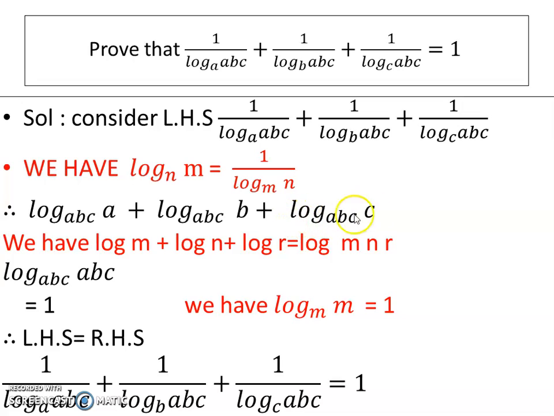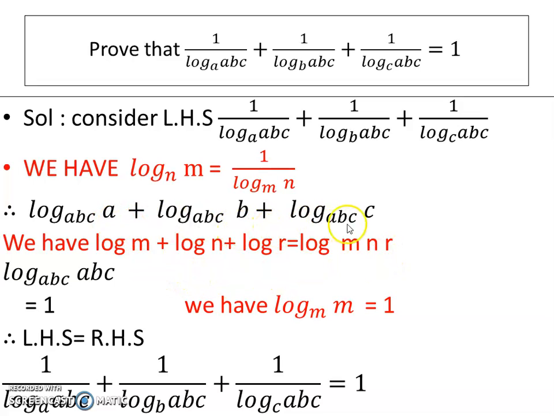Next term, log c to the base ABC. That also same, the base goes to number and number goes to base. We observe that in each term, the base is ABC. So we easily apply the laws of logarithm. Log m plus log n plus log r is equal to log mnr.